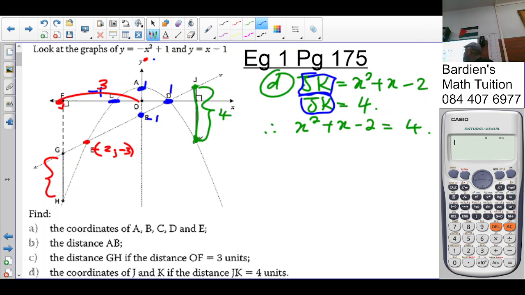What do I notice now? What do I have here? Say quadratic. Yes, quadratic equation. What do I do for the quadratic equation? Solve for x. Solve for x everything. Am I moving too slow for you guys? Yes, okay.